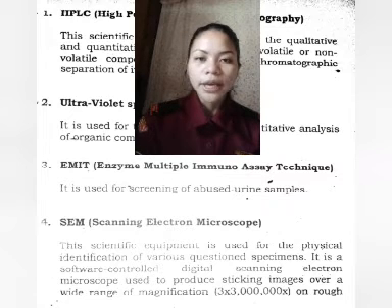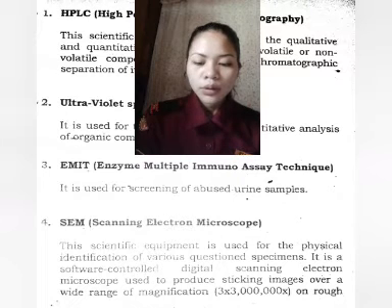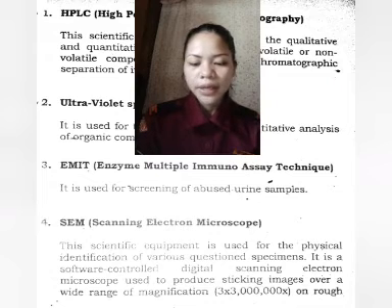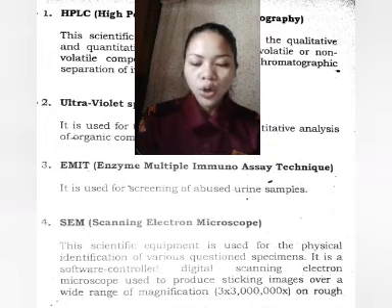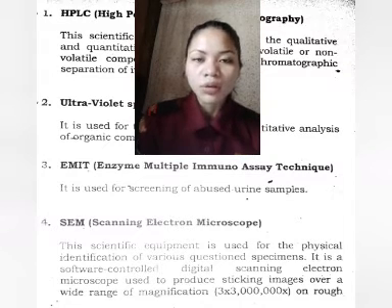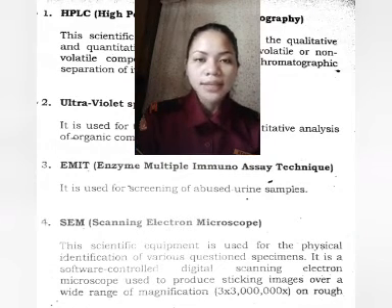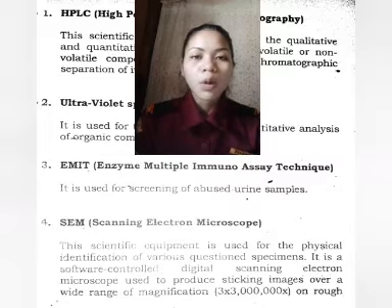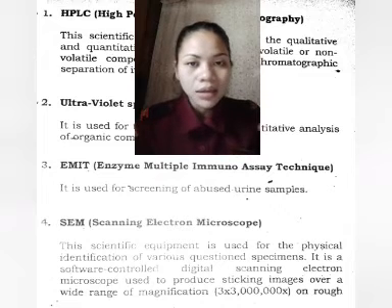First is HPLC, or high-performance liquid chromatography. This scientific equipment is used for qualitative and quantitative determination of a volatile or non-volatile compound based on chromatographic separation of components. So, HPLC is used for the qualitative and quantitative, which means those things can be counted and not be counted.